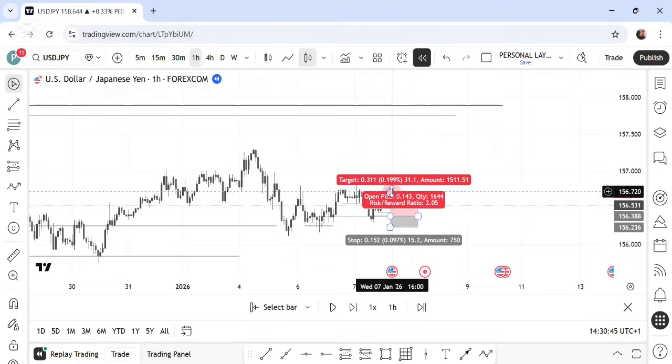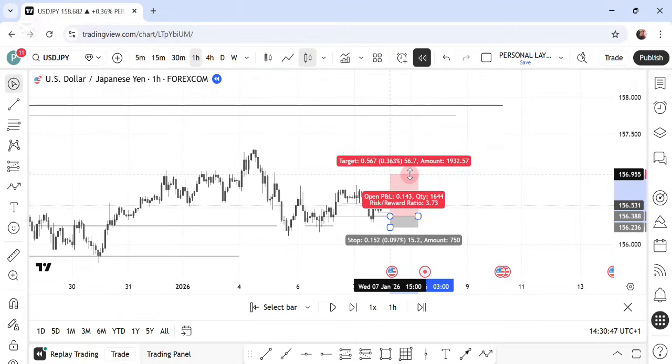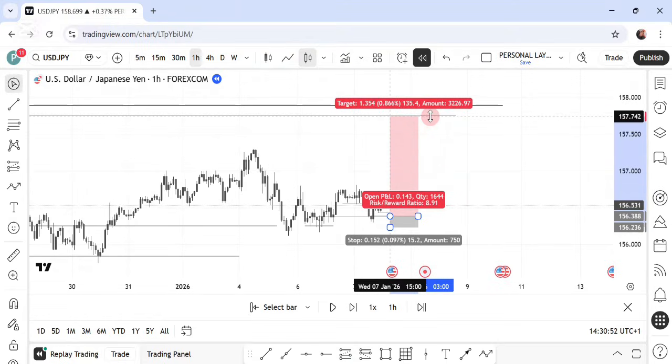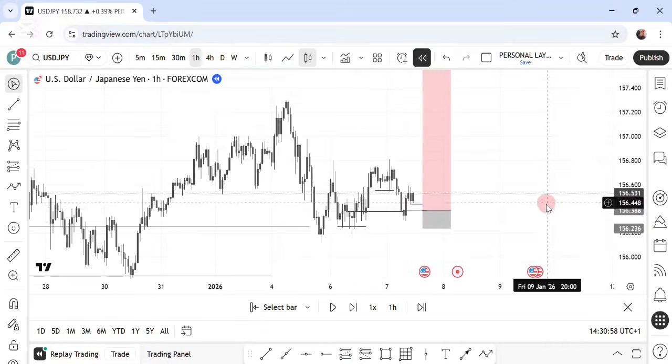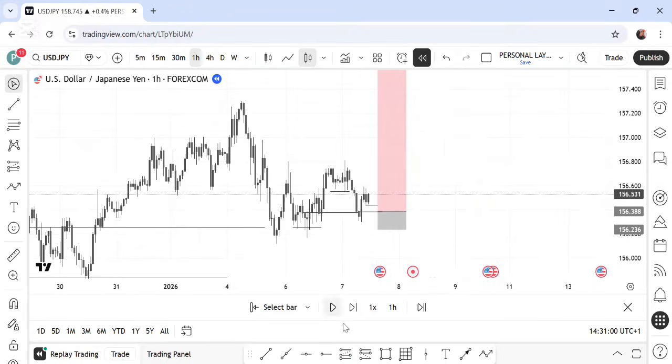You can equally target. If you have a fixed RR, my fixed RR is 4 RR, which is my minimum fixed RR, or you can target our usual target, which is here, right? So this is a setup we are having. So let's fast forward and see how this played out, and if it gives chance areas of re-entry, we are going to look for re-entries, right?